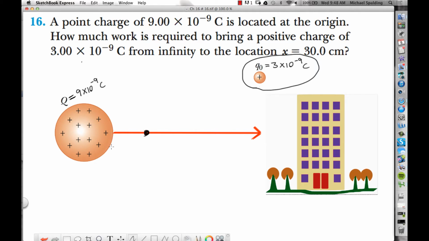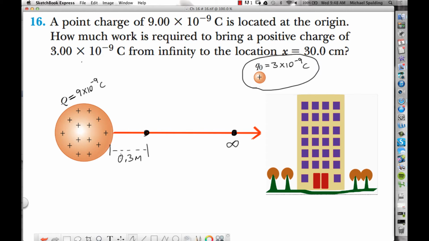So from the big guy over to that point is 0.3 meters, and then our other point is infinity. So just imagine you start going away from this charge, farther, farther, farther. Really far. Super far. It's infinity. Now, what's the significance of infinity?